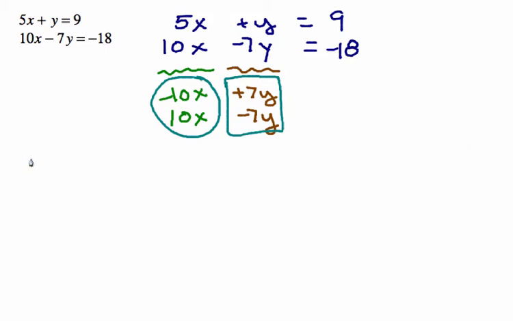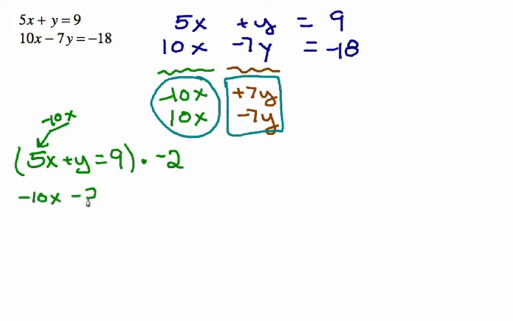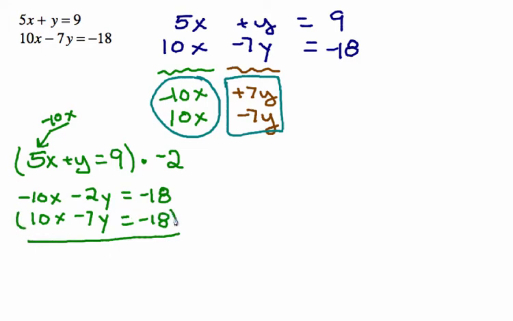So if I wanted to get 5x plus y equals 9 to have a negative 10x term there, not only do I need to multiply by 2 to get up to 10, I actually need to multiply by negative 2 to make this a negative 10x. So I'm going to get negative 10x minus 2y equals negative 18. And I'm going to add that to the second equation, which I haven't changed, which is 10x minus 7y equals negative 18. So if I add those together, negative 10x plus 10x, thankfully those cancel.